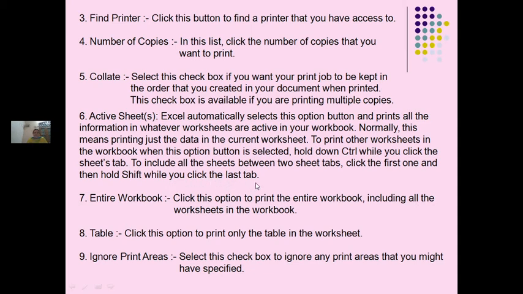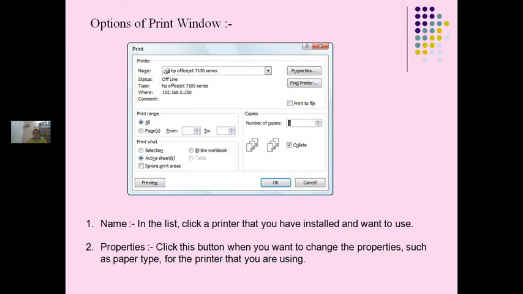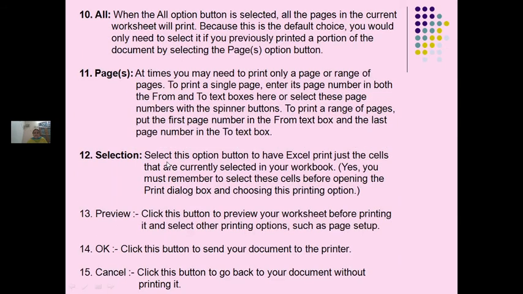Next, entire workbook. Click this option to print the entire workbook, including all the worksheets in the workbook. Table. Click this option to print only the table in the worksheet. Next is ignore print areas. Select this checkbox to ignore any print areas that you might have specified. These are the options we are discussing here.